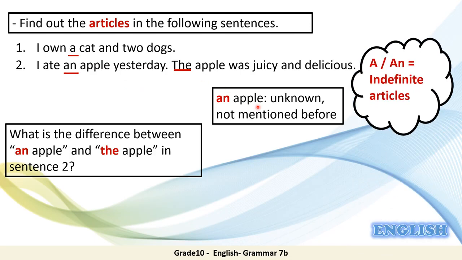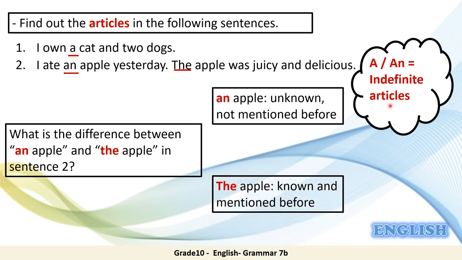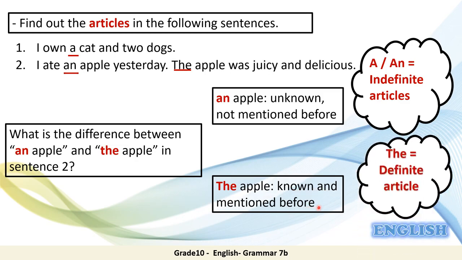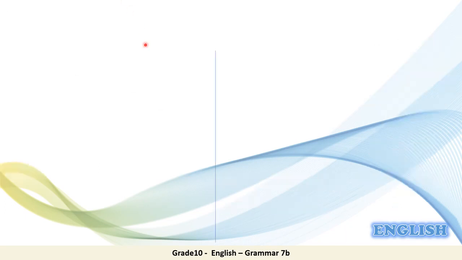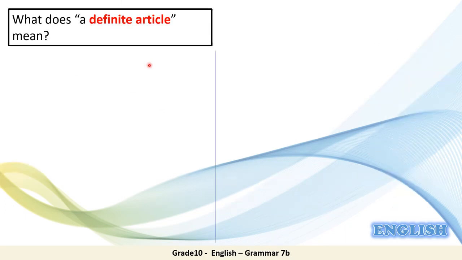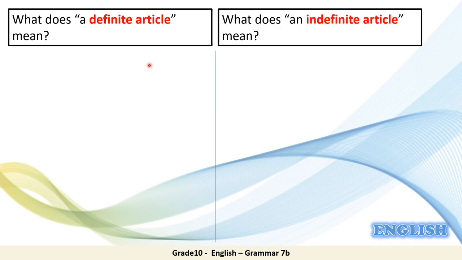So, I have here a and an. They are called indefinite articles. How about the? The apple here, as we said, is known and mentioned before, so we call it the definite article. Now let's find out what's the difference between a definite article and an indefinite article by answering these two questions. What does a definite article mean? What does an indefinite article mean?